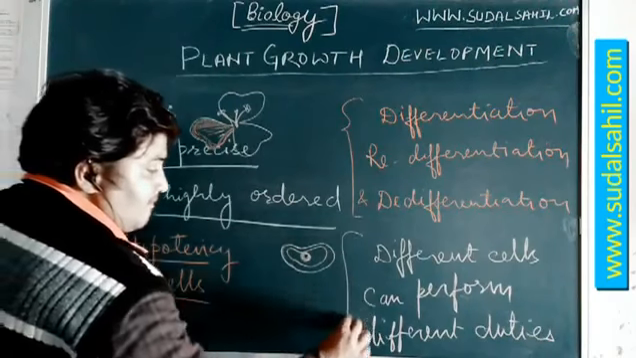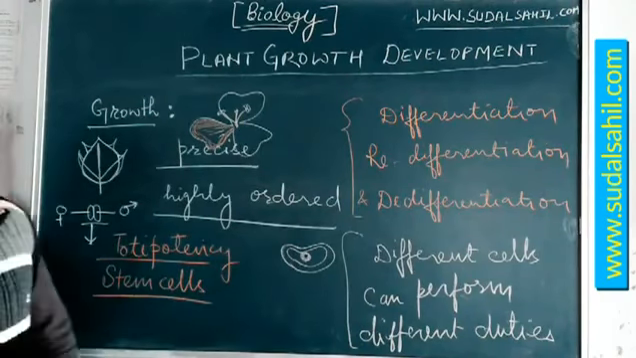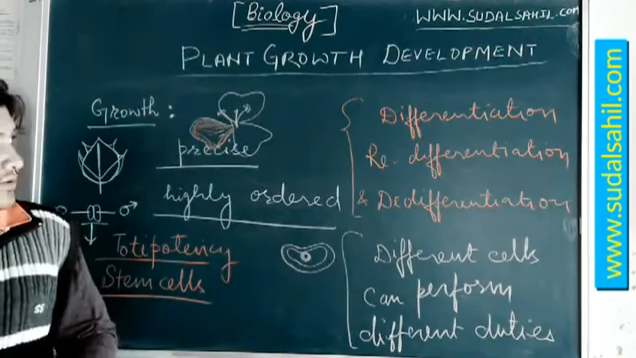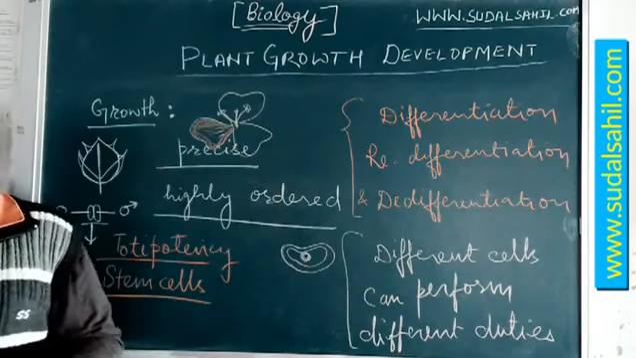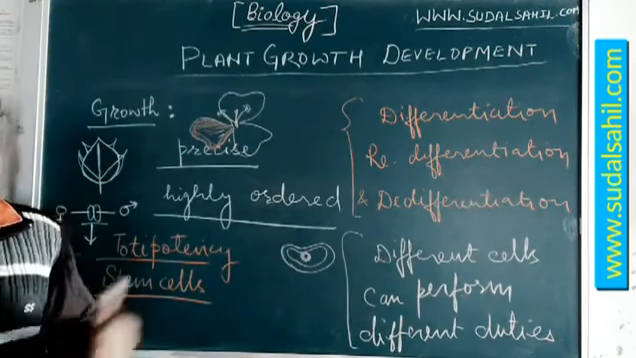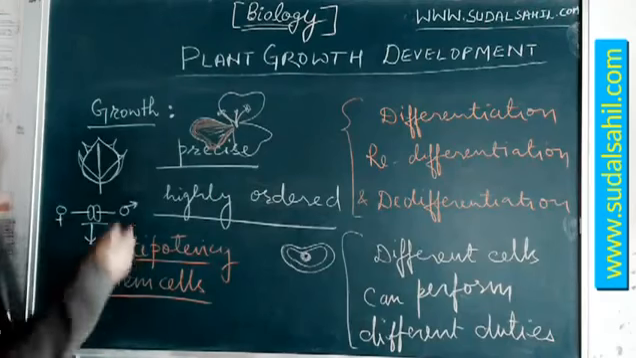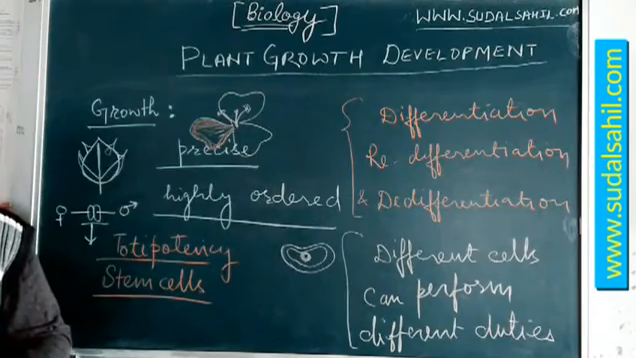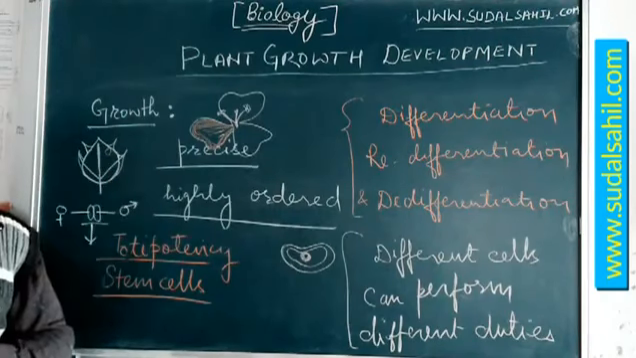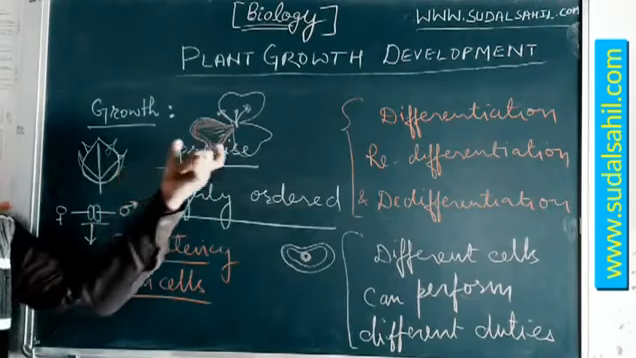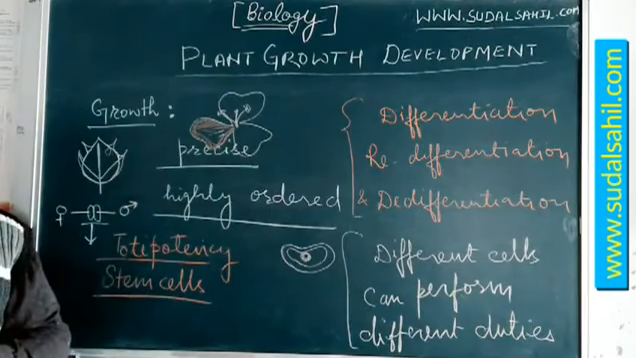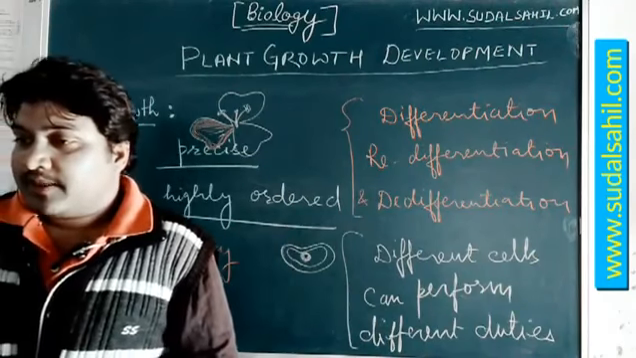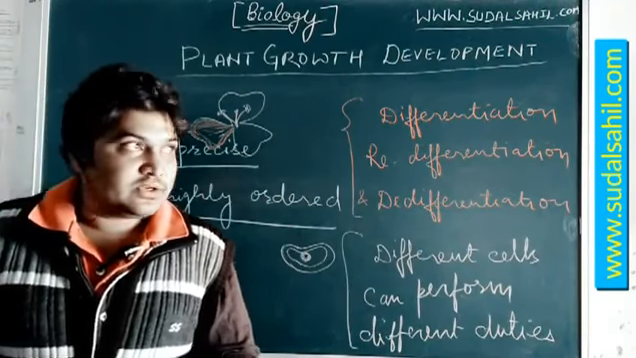This part of cells allows them to perform different duties. The cell of the petiole can't synthesize food because it lacks chlorophyll, but the cell of this leaf can make food by photosynthesis. They have different functions, and they are developed, they are grown in a way that they can perform different functions. This process is called differentiation.